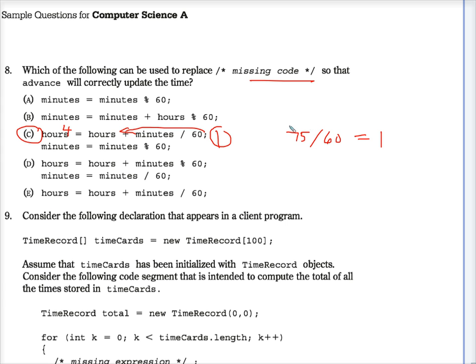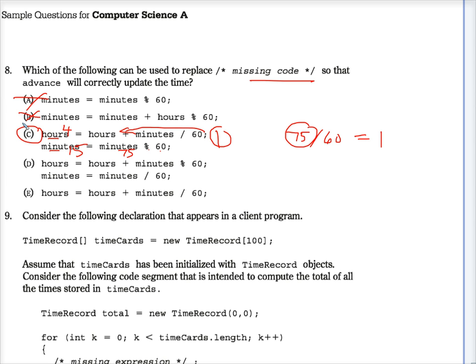Then the number of minutes that we had accumulated on the previous page, that 75 modulus 60 leaves a remainder of 15 minutes. Perfect. We have updated the hours and minutes instance variables with what they needed to be to represent a time record of 4 hours and 15 minutes.